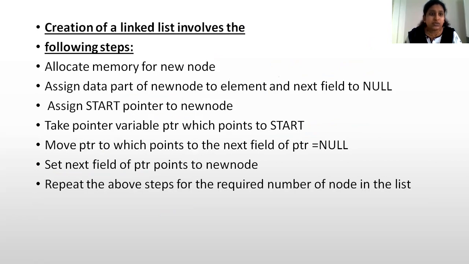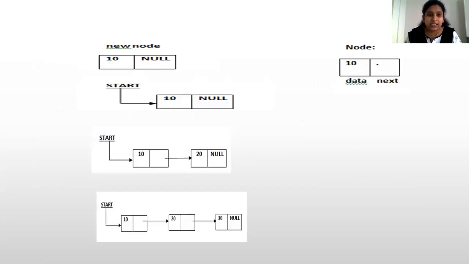Okay, so coming to the creation of linked list, first we are going to allocate the memory for the new node which we have created. So after that, assign the data part of the new node to element and next field to null. So assign the starting pointer to this new node, then take pointer variable which points to start. Then move the pointer to which pointer points to the next field of PTR that is equals to null. Then set the next field of pointer to new. Then repeat the above steps for the required number of nodes in the list.